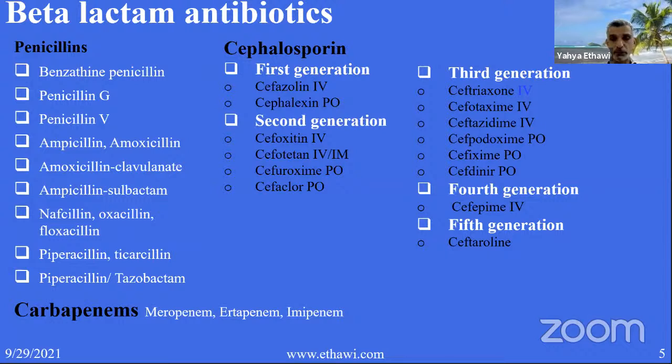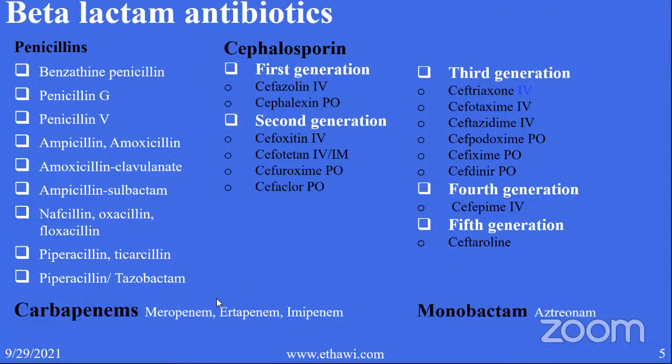We have Ertapenem and Imipenem. The difference between Meropenem and Ertapenem, this one has more CNS side effects. So Meropenem has more side effects, and if we have one, we can use Imipenem instead.